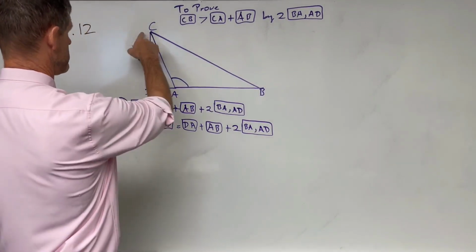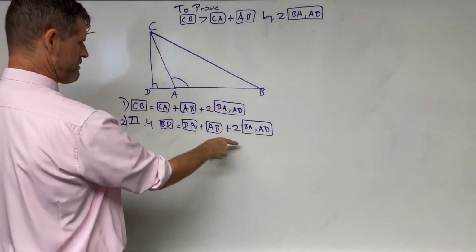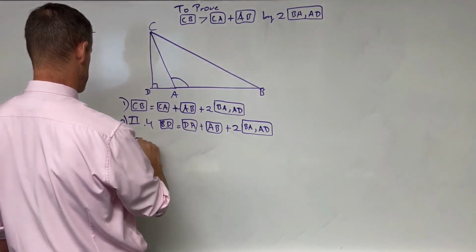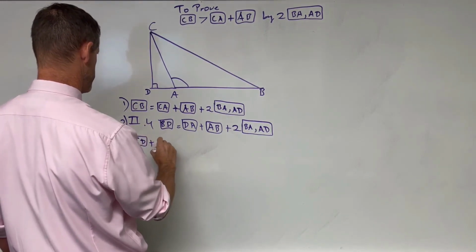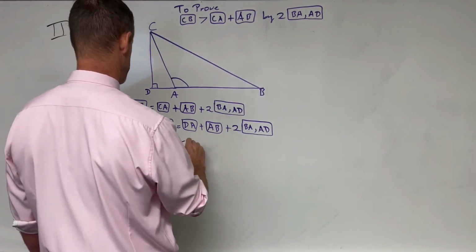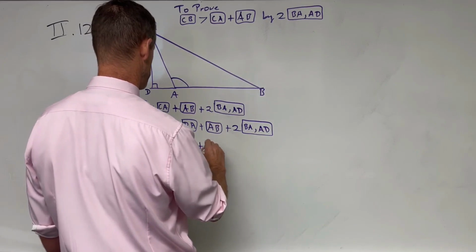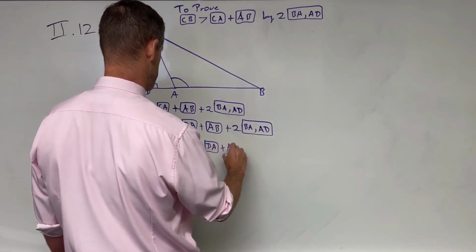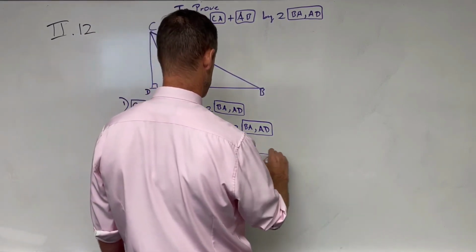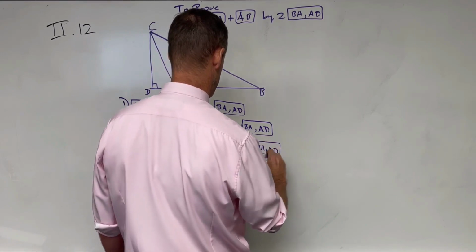Step 3. We're going to add the square on CD to both sides of step 2. Therefore, we get CD squared plus BD squared are equal to CD squared plus DA squared plus AB squared plus twice the rectangle contained by BA, AD.